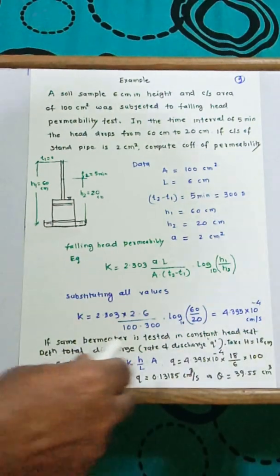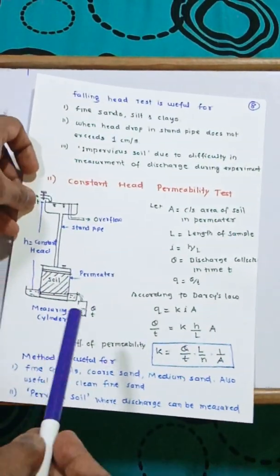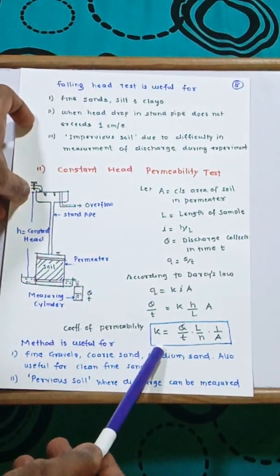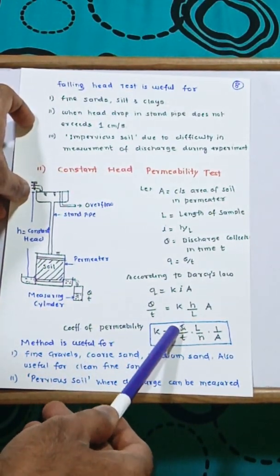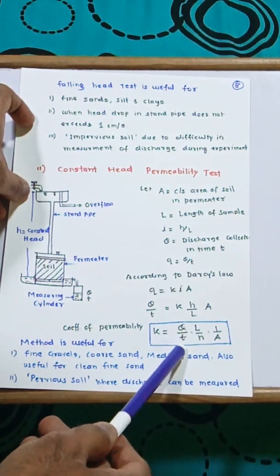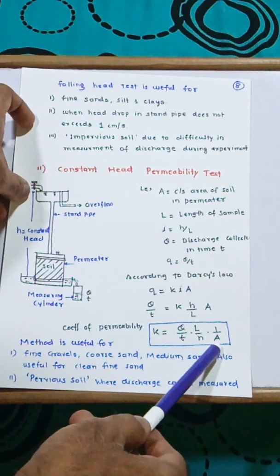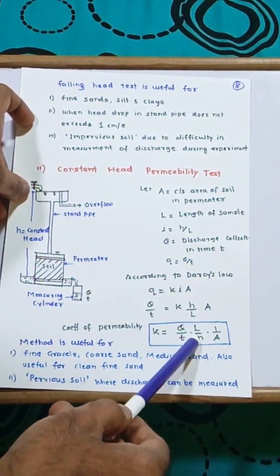Then we discussed the second method, that is the constant head method. This is where we can find out K after measuring a discharge in time T. The discharge passes through the length L and cross section area A under a constant head H.